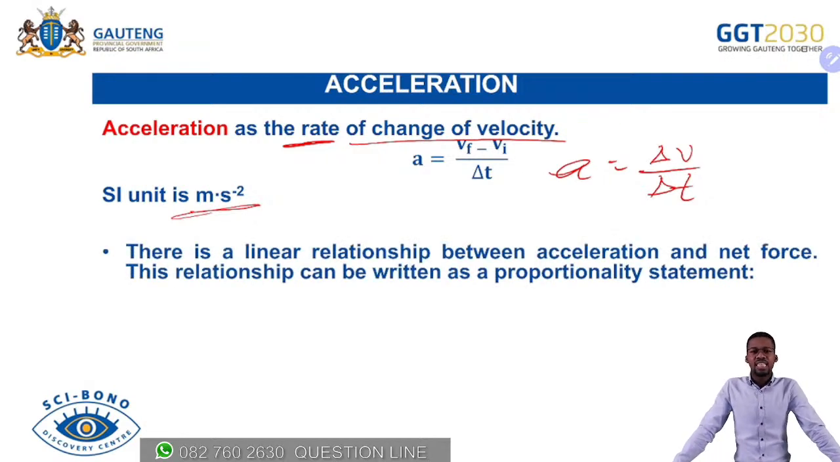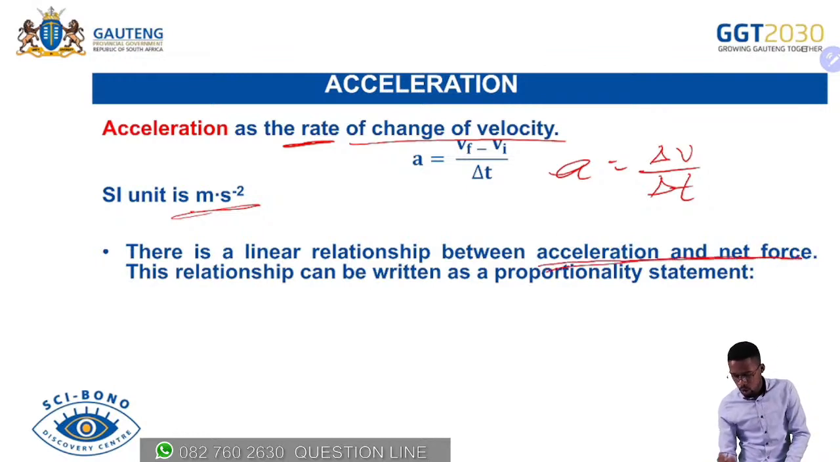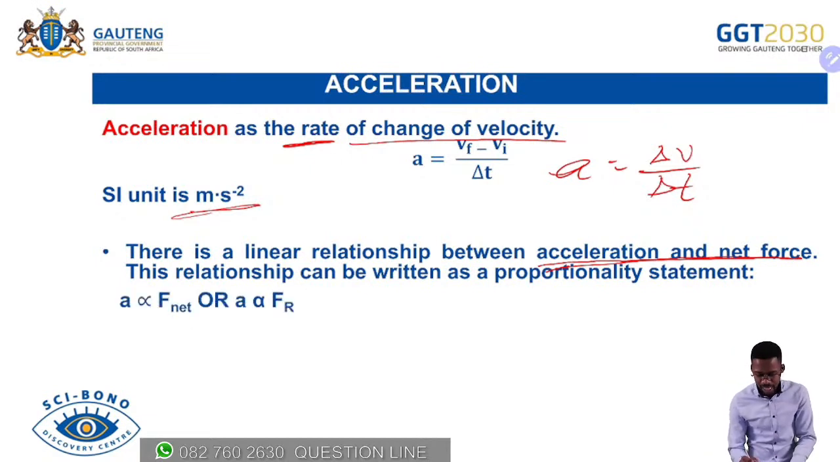So we are saying that there is a linear relationship between acceleration and the net force. We have that proportionality relationship between acceleration and the net force. That must tell you something. It tells us that acceleration is directly proportional to the resultant force, or net force. That's why we say that we have that linear relationship.